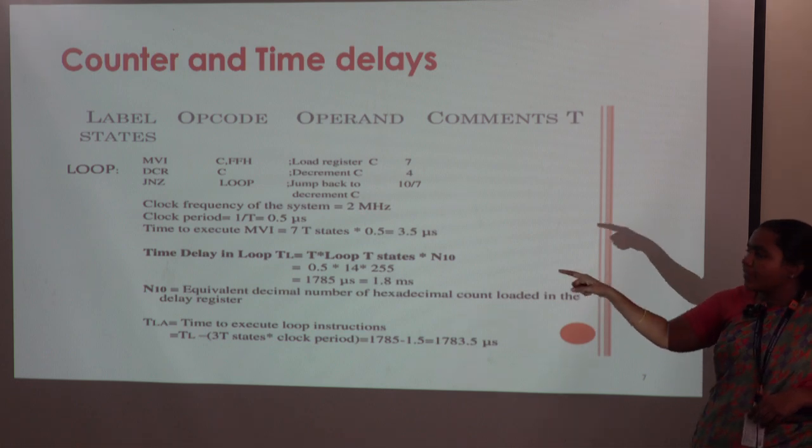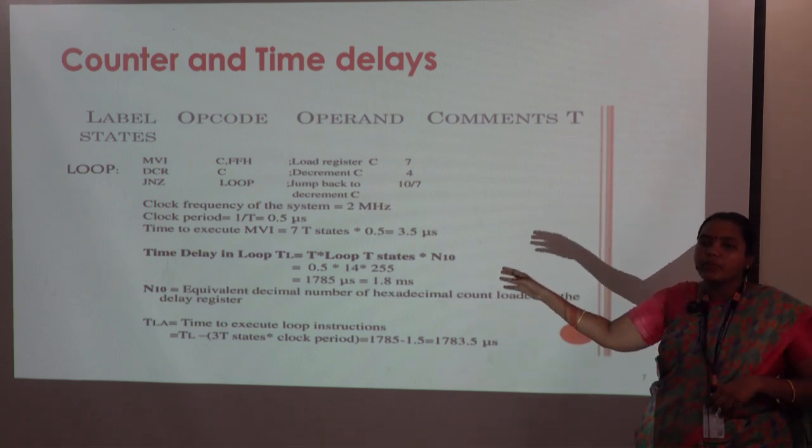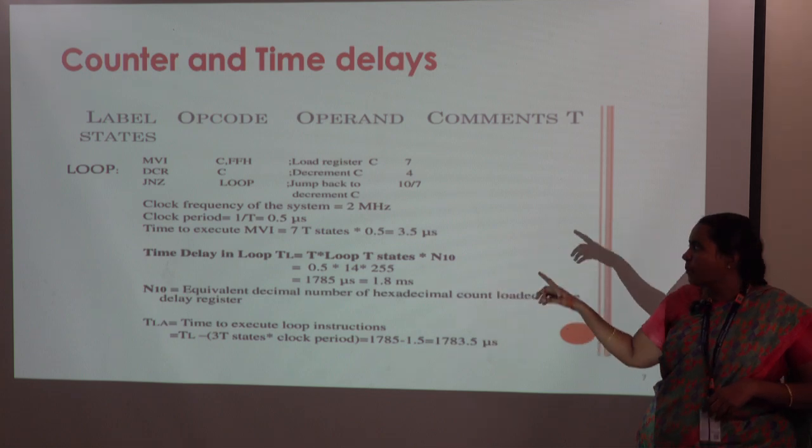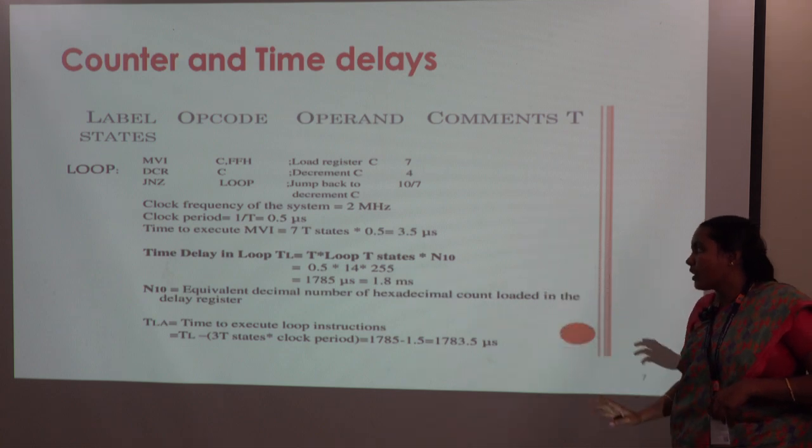The clock frequency is given as 2 MHz. So from the clock frequency, we have to find out the clock period. 1 by f equals the clock period. For 2 MHz, 1 by 2 MHz equals 0.5 microseconds.